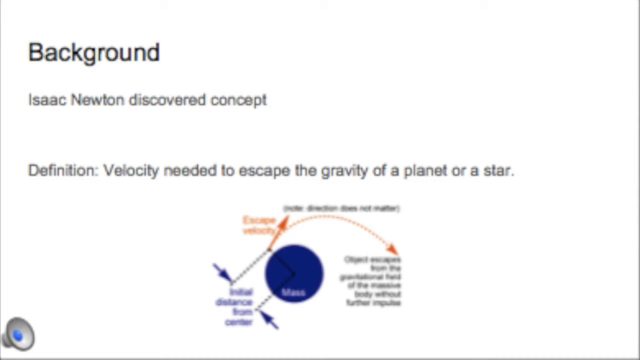To begin, it is important to establish some background on the subject we are focusing on. First, we need to look at the scientist who discovered it, which is Isaac Newton. He played a huge role in a lot of concepts revolving around gravity and working with planets. This background was helpful in producing the definition of escape velocity, which is the velocity needed to escape the gravity of a planet or star. From here, we can discover more in terms of different gravities of planets and the velocity needed to escape them.